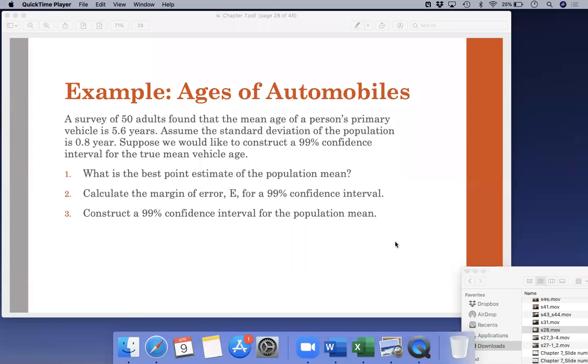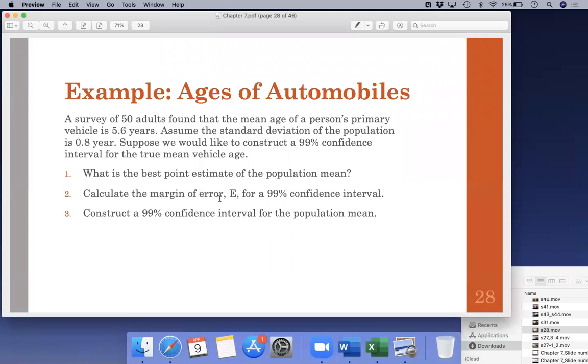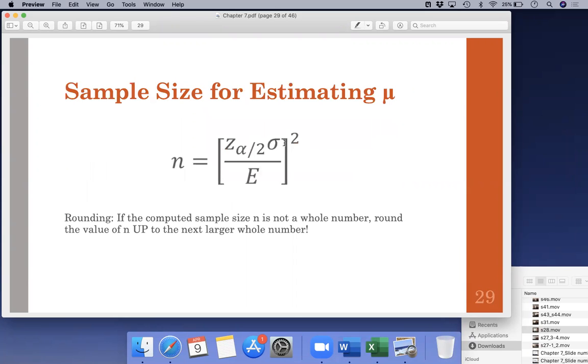Okay, that's all about this example. Slide number 28, ages of automobiles. Now you know how to find a confidence interval if you know the population standard deviation. Now next one is another part, a new part.